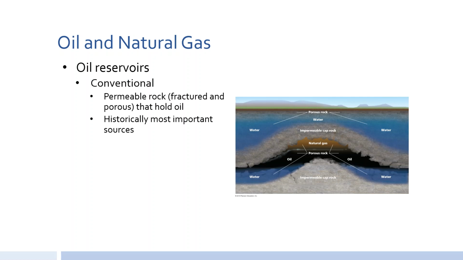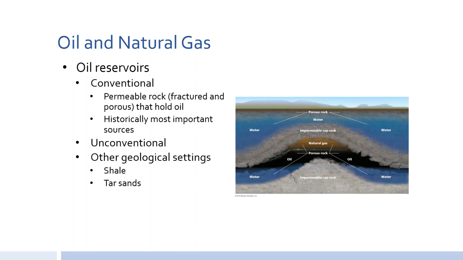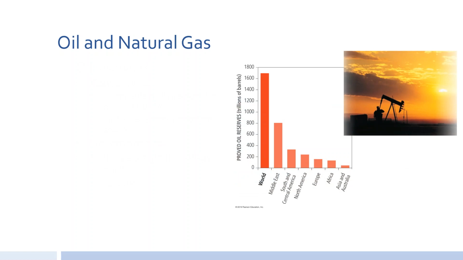So we have conventional oil reserves that are in permeable rock that's fractured and porous that hold oil. Again, those are easy to get to. Those are historically the most important. Then we have other unconventional sources of oil, which are harder to retrieve. And then we also have natural gas in shale and in tar sands, which I'll talk a little bit more about in a second, but shale and tar sands mining is really pretty environmentally devastating.